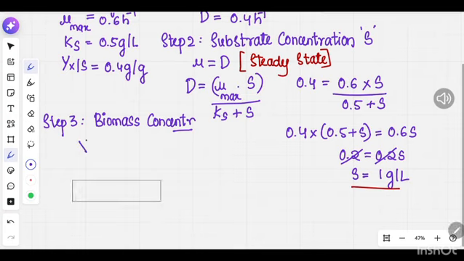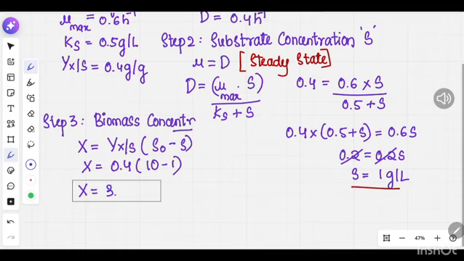We have X equal to Y X/S times the substrate in the input minus the substrate in the output. So X is equal to 0.4 times (10 minus 1), which is nothing but X equal to 3.6 grams per liter. So this is the final answer. The exit biomass concentration is 3.6 grams per liter.